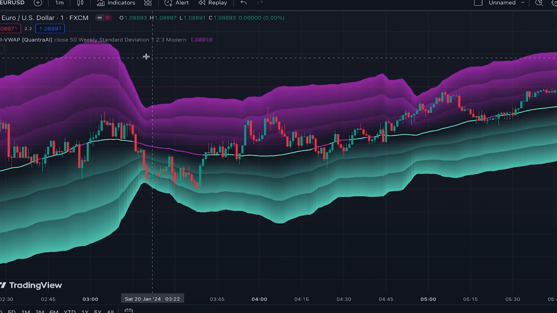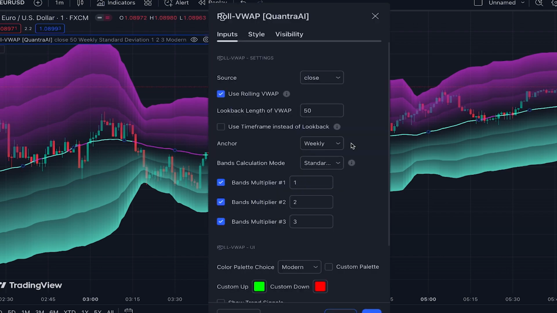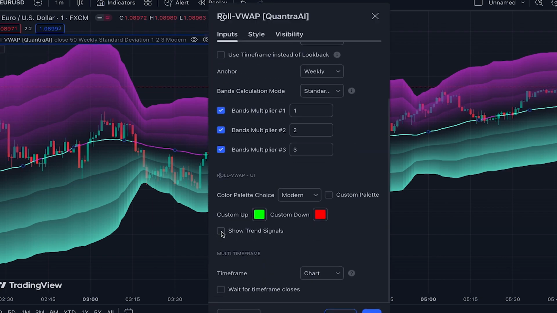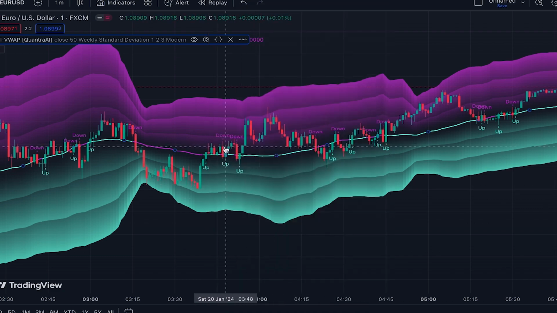The indicator also has an option in the settings for showing signals. Here, show trend signals, which when you turn it on, the indicator will show up and down signals when a candle closes above or below the VWAP line.